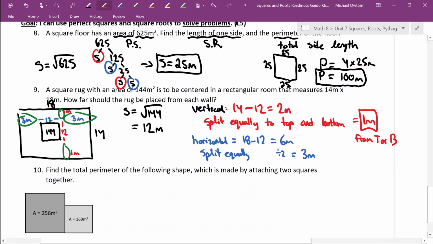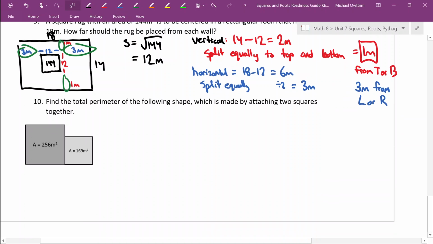And if we just check vertically, 1 plus 12 is 13, plus 1 is 14, and that is the overall distance of the room. And horizontally, 3 plus 12 is 15, plus 3 is 18, and that is the horizontal distance of the room. Since it's an equal distance top and bottom, it is centered. So we're going to say 1 meter from the top or bottom, and we're going to say 3 meters from left or right in my drawing.